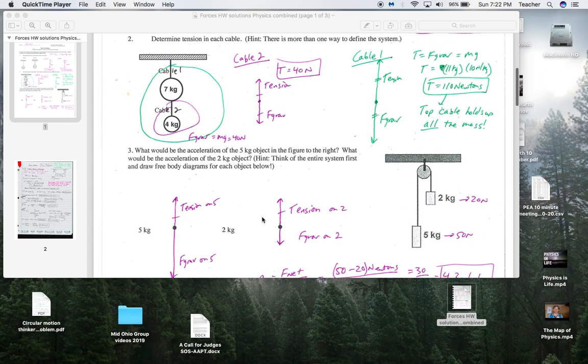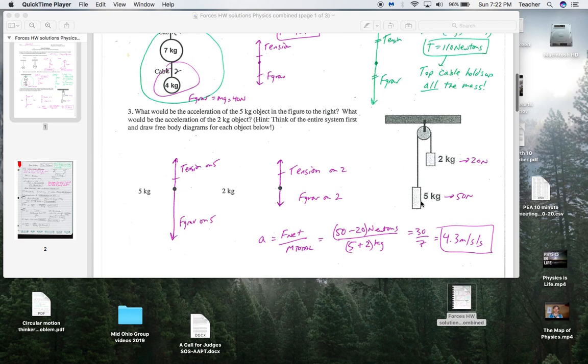For number 3, this is a little more challenging. So what you really want to think about here is the free body diagram on both of these. If these two are connected to each other over this, and this is called an Atwood's machine, the 5 kilogram object will accelerate downward, the 2 kilogram object will accelerate upward. If these had the same mass, no matter where they're hanging, they wouldn't accelerate at all. So I need to think about the forces on the 5 kilogram and the forces on the 2 kilogram.